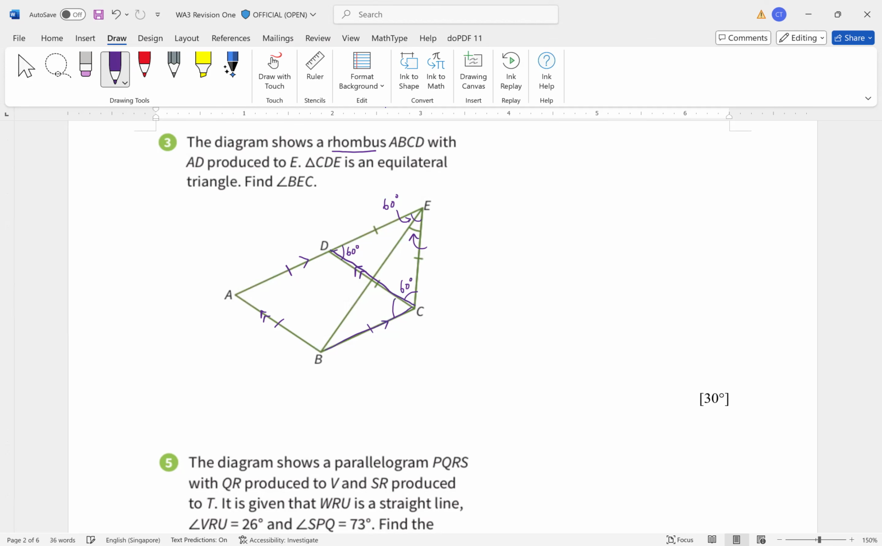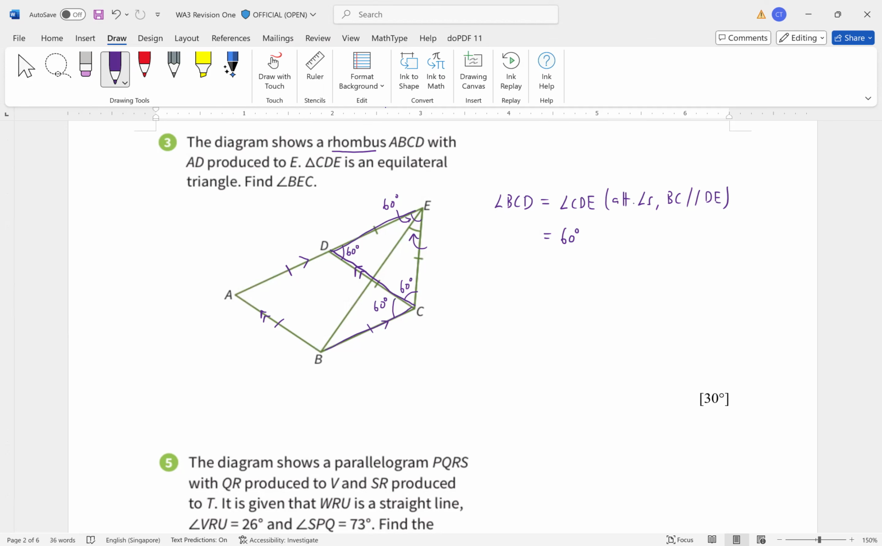So actually angle BCD is equal to angle CDE by alternate angles, because BC is parallel to DE. So it will be 60 degrees. So actually I've solved the question. Once you know this is 60, then the total angle is 120. We can find BEC already.